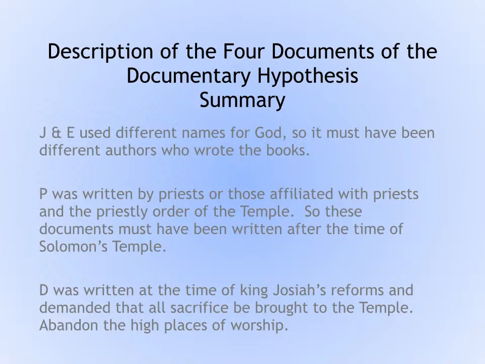Well, that's not exactly true. The priestly order is very clearly established early on in the Old Testament, and we see that in the writings, but because the temple had not been established until after Solomon, the assumption then is made that these priestly documents could not have been written prior to that. And then D was written at the time of King Josiah's reforms and demanded that all sacrifice be brought to the temple. They were to abandon the high places of worship. And this is based around the assumption of financial gain for the king, financial gain for Jerusalem, and those types of things. So that's a summary of what the documentary hypothesis was.